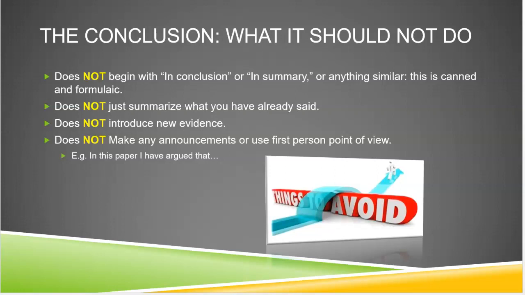So don't introduce any new evidence. You also shouldn't make any announcements about what you've said already, and you shouldn't use any first-person point of view. This is true of anywhere in the paper. You shouldn't make any announcements at any point in the paper, and you shouldn't use first-person point of view. So I've got an example of that here. You shouldn't have phrases that say things like, "In this paper, I have argued that," or "I will argue that," if you were in your introduction. And oftentimes students have a tendency to want to do that either in the introduction or the conclusion, but that is not the convention. It's not a good practice to follow.